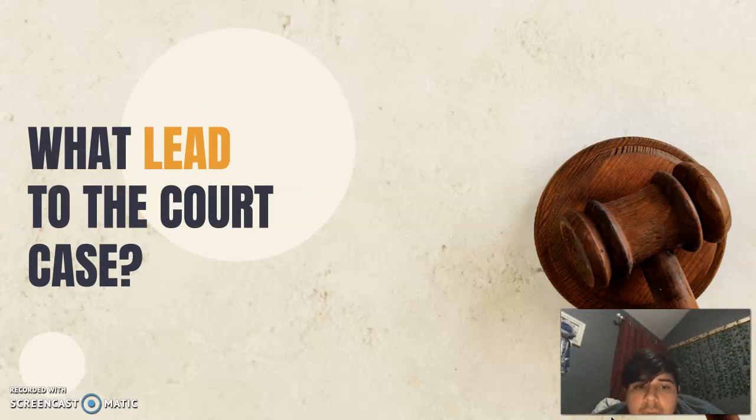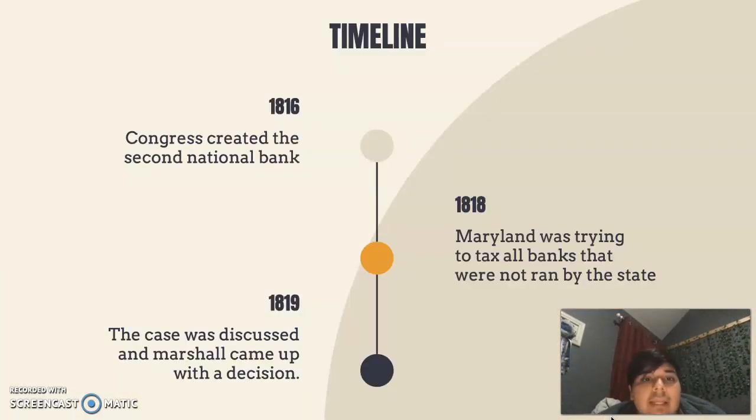And what led to the court case? Here's a little timeline that I've created. In 1816, Congress created the Second National Bank. And in 1818, Maryland was trying to tax all banks that were not run by the state, which meant that they were basically taxing all national banks. And in 1819, the case was discussed, and Marshall came up with a decision on the court case.